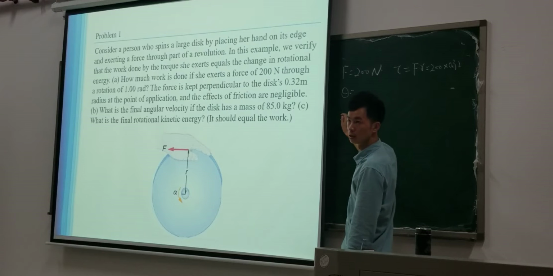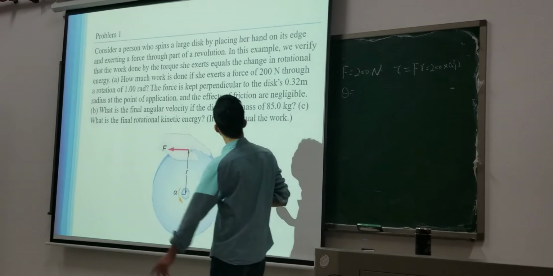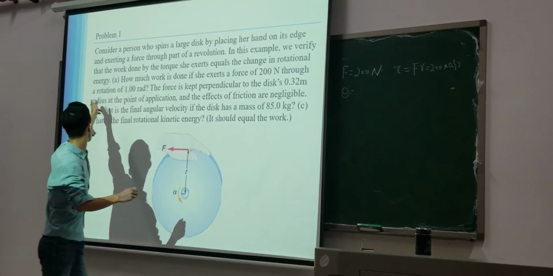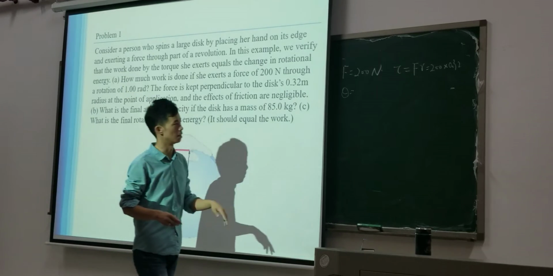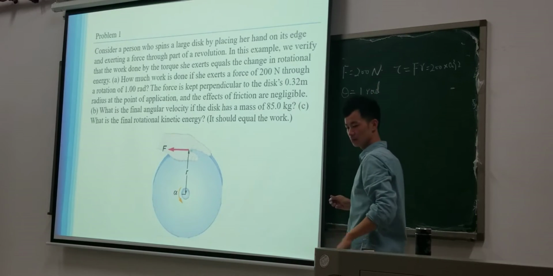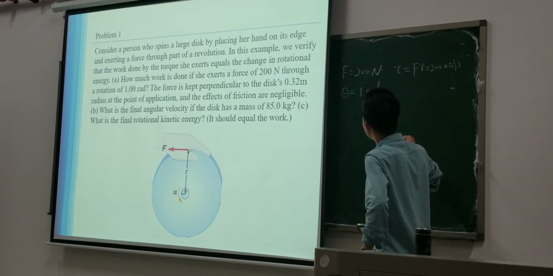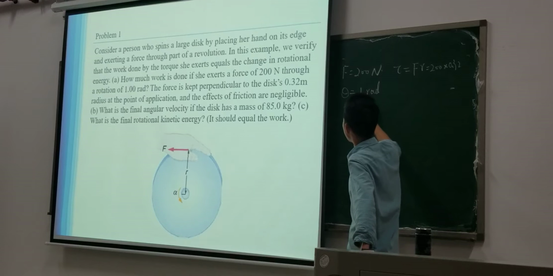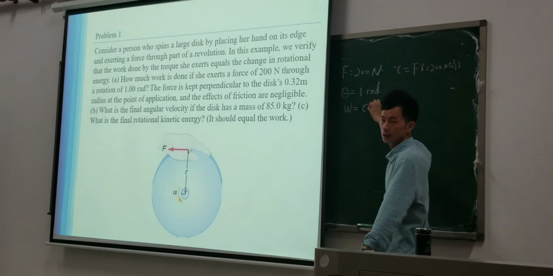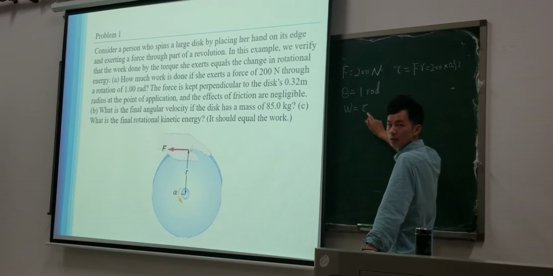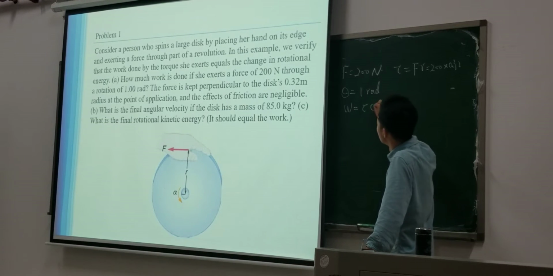Theta is how much? We look at this. Through rotation of one rod, the theta is 1 rod. So the work, normal work, is equal to tau multiplied by theta.